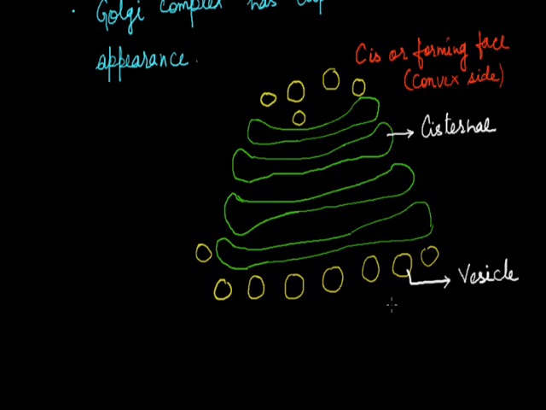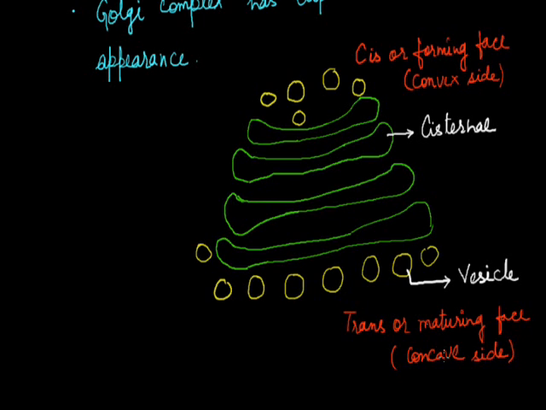The other face of this Golgi apparatus is known as the trans or maturing face. And this side is also known as the concave side due to its concave appearance. And this trans face generally lies towards the plasma membrane of the cell.